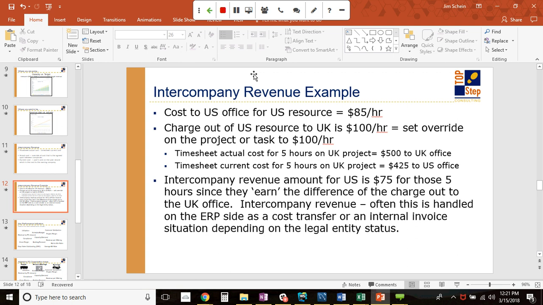So this is often handled, as the slide indicates, on the ERP side, like within your financial app, but you can handle it within OpenAir as well by building these different custom calculations to handle intercompany revenue.